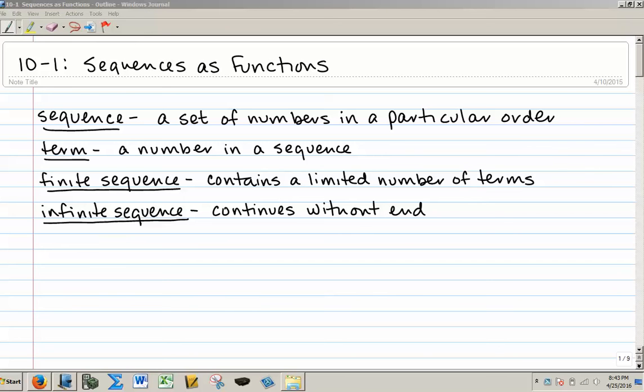Section 10.1 is entitled Sequences as Functions. Let's define a few of our vocabulary terms here. A sequence is a set of numbers in a particular order. A term is any of those numbers in the sequence. A finite sequence contains a limited number of terms, hence the term finite, and an infinite sequence continues on without end.